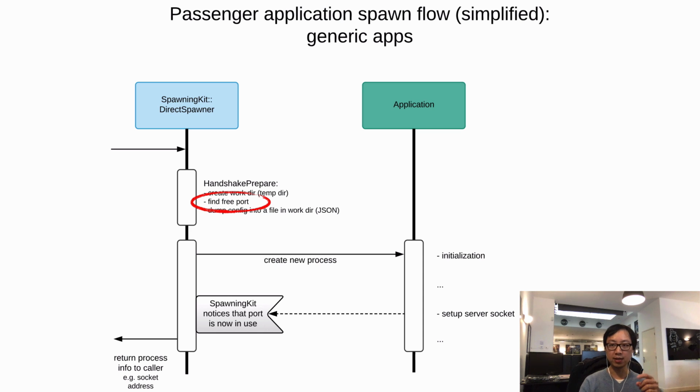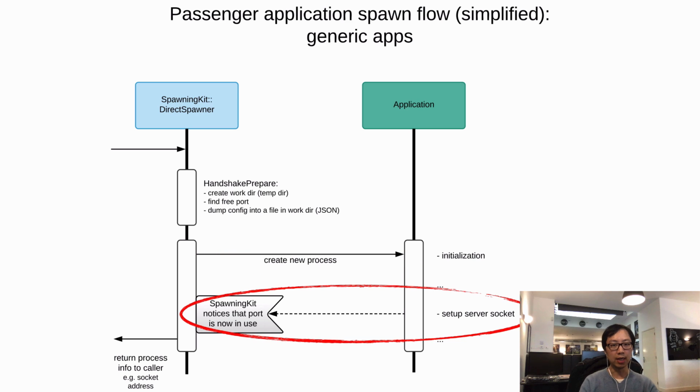In the preparation phase, Spawning Kit looks for a free port on the system. Spawning Kit does not execute a language wrapper. Instead, it executes the application directly using a user-supplied command string. The port variable in the command string is substituted with the actual port number found earlier. The app will do what it normally does. Meanwhile, Spawning Kit waits until that port becomes in use. And when the app is done initializing and is listening on that port, Spawning Kit will take that to mean that the app is ready and then return to the caller.